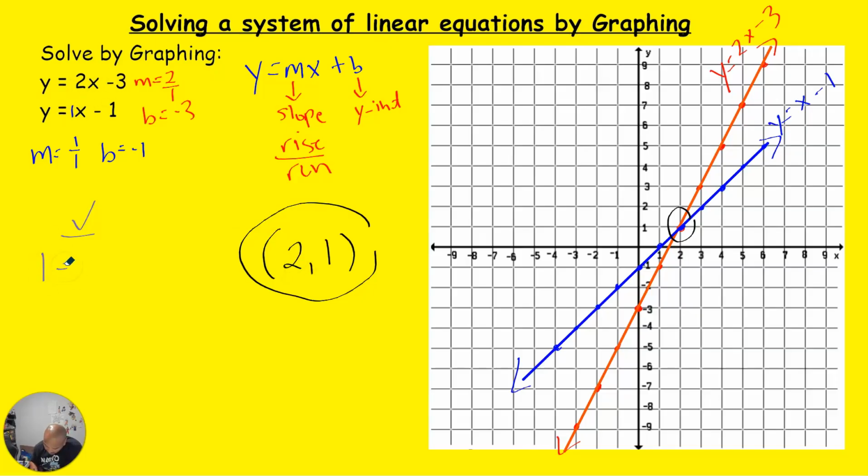So we're going to wind up with 1 is equal to 2 times 2 minus 3, and you wind up with 4 minus 3, and you can see that 1 is equal to 1. It makes the equation true. And then the second one is going to be 1 is equal to 2 minus 1, and obviously 1 is equal to 1. So you can see that it checks out for both equations. Therefore (2, 1) is going to be our solution to this system of equations.